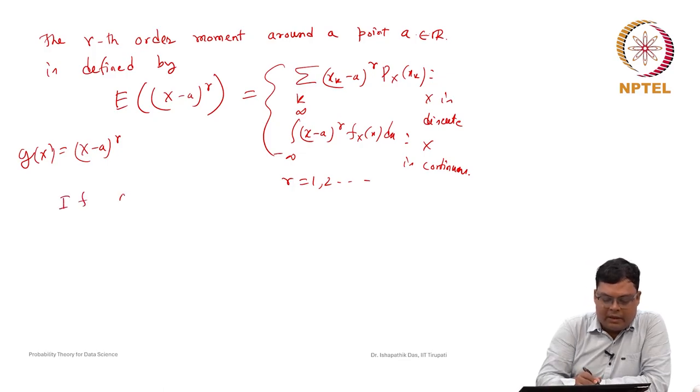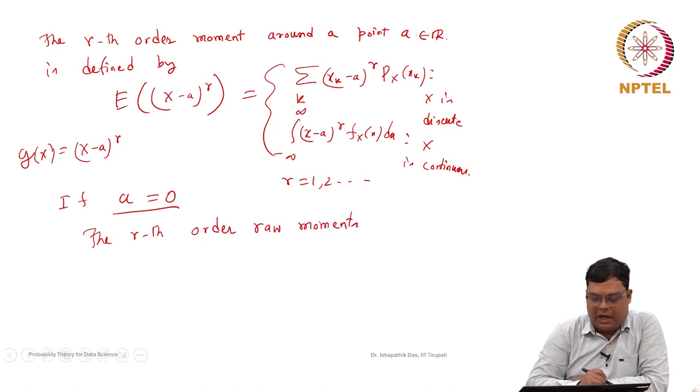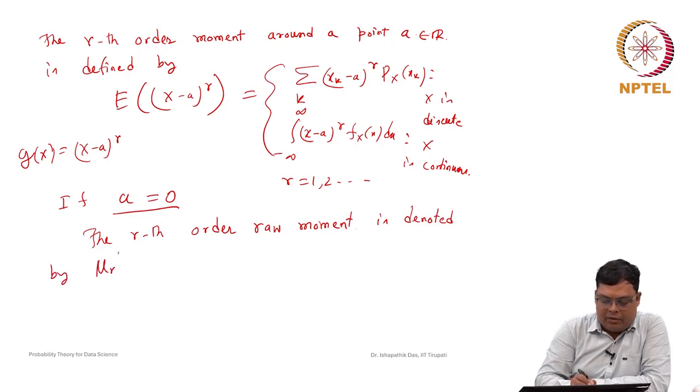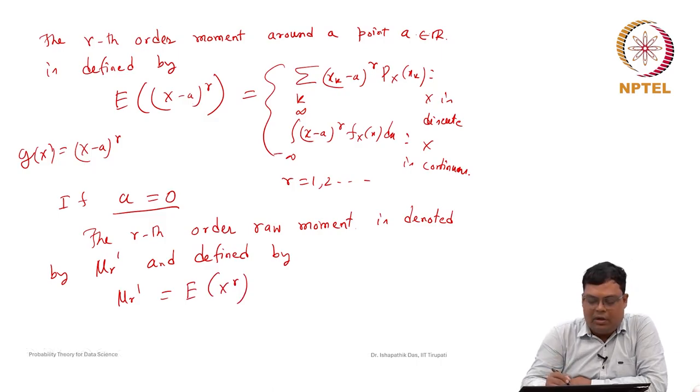Whenever you take a equal to 0, then we say these are raw moments, the rth order raw moments. Whenever it is a raw moment, we denote it by mu_r dash, defined by mu_r dash equal to the expected value of X to the power r, because whenever you put a equal to 0, it is nothing but x to the power r.